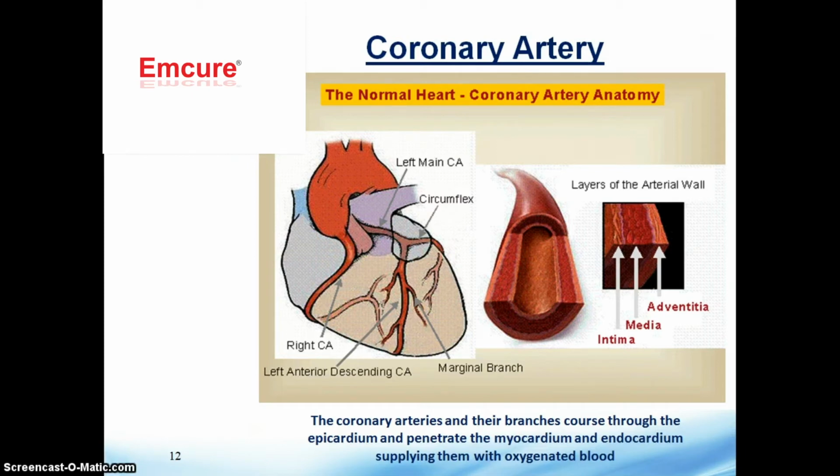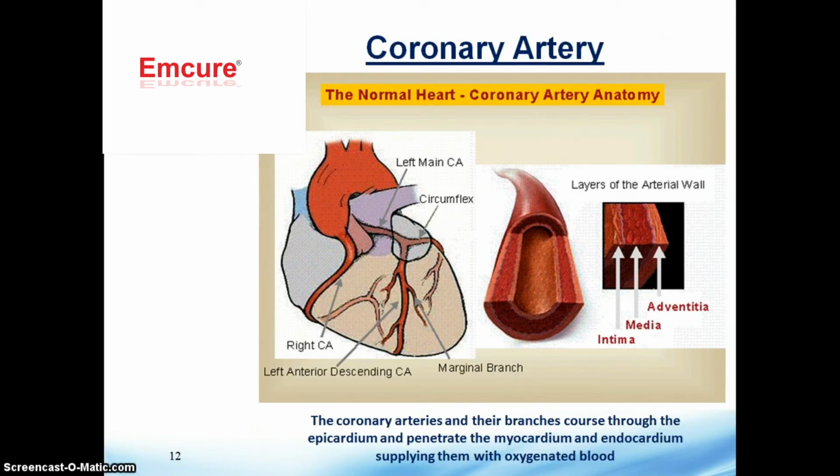The left coronary artery supplies the major chunk of the heart: it supplies the left ventricle, it supplies the left atrium, and it has 2 branches. First is the left anterior descending artery, called the LAD, and the second one is called the left circumflex artery, which surrounds the heart. So it is called the circumflex.